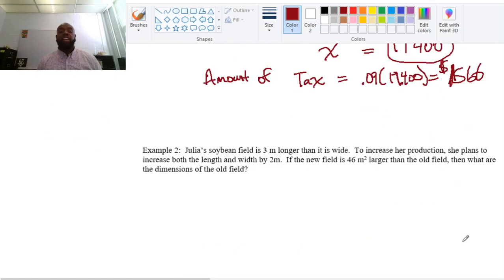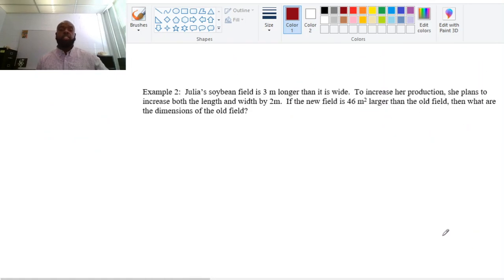All right, let's look at another example. Julia's soybean field is 3 meters longer than it is wide. To increase her production, she plans to increase both the length and width by 2 meters. If the new field is 46 meters squared, or square meters, larger than the old field, then what are the dimensions of the old field?